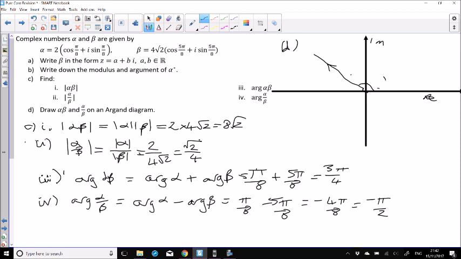And then alpha divided by beta has an argument of minus pi over 2. So that's going to be going directly down the imaginary axis. And we know its modulus is √2/4. So it must just be there.